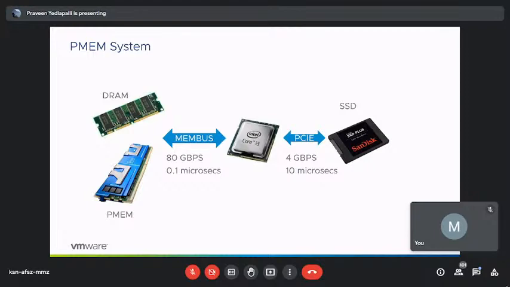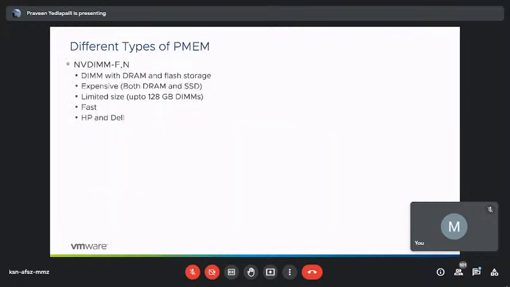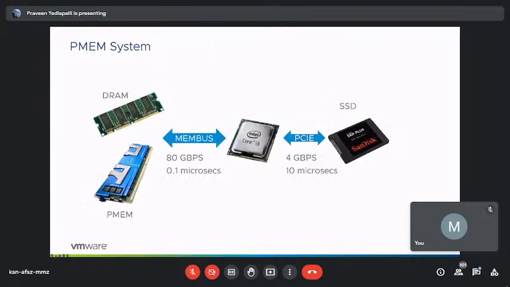So for persistent memory, there are two different types. One is called NVDIMM-F, which is actually a DIMM. DIMM means, you can see in the picture, right? The green one, that's a DIMM, or the blue one, that's a DIMM. There is a slot on the motherboard, you can insert this DIMM.